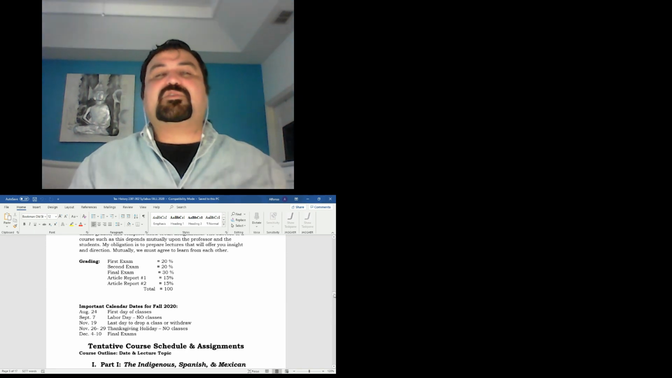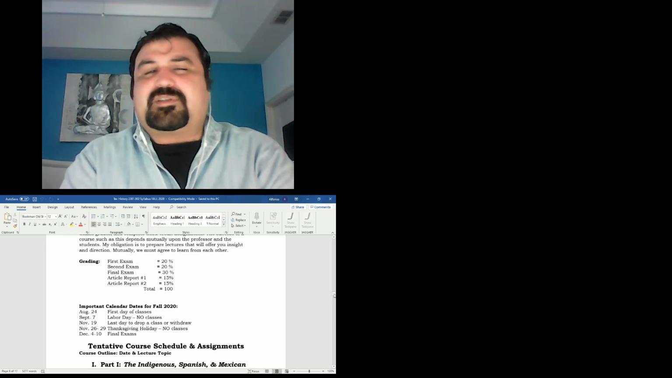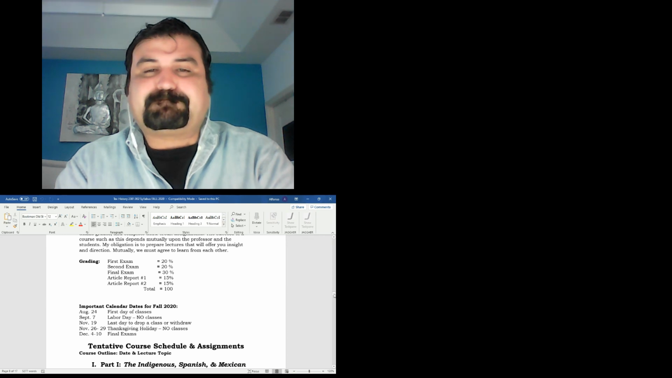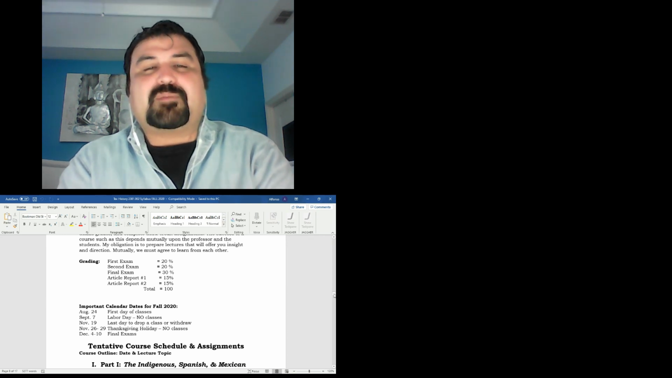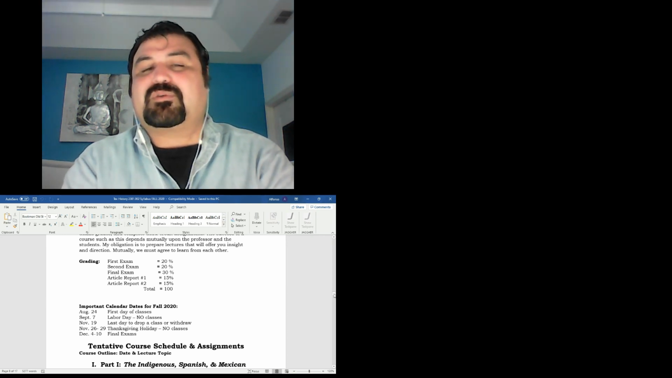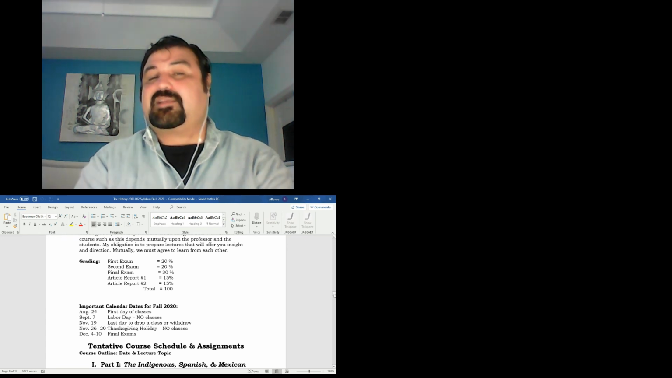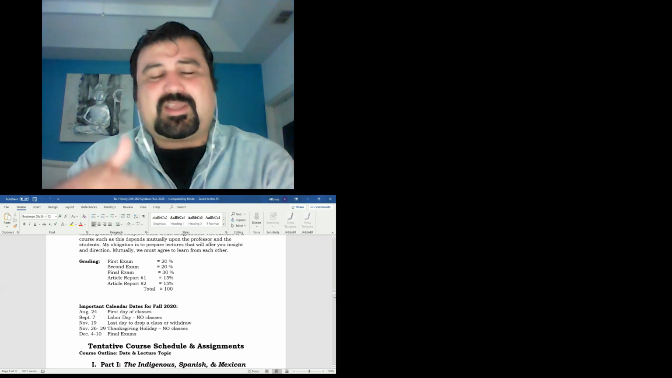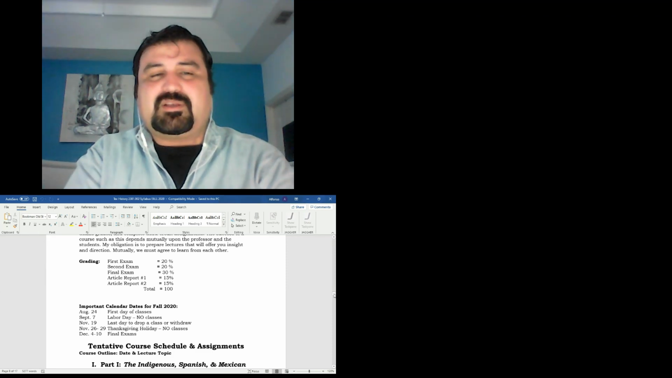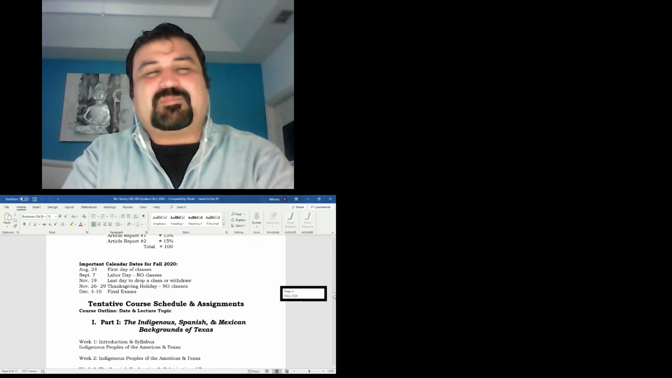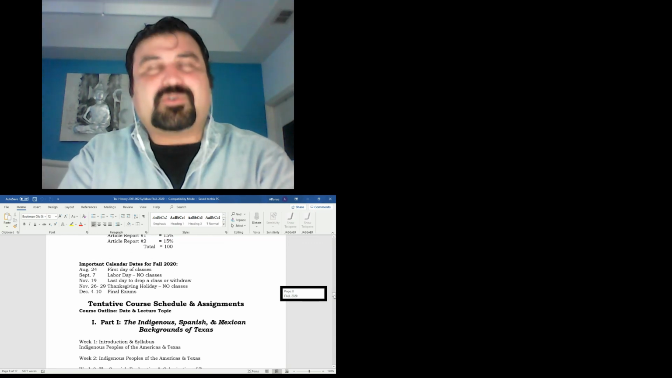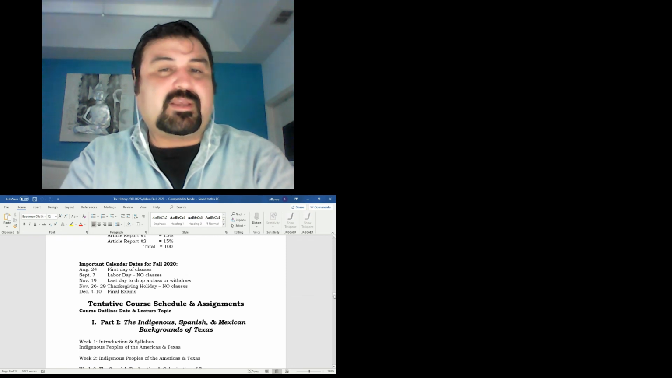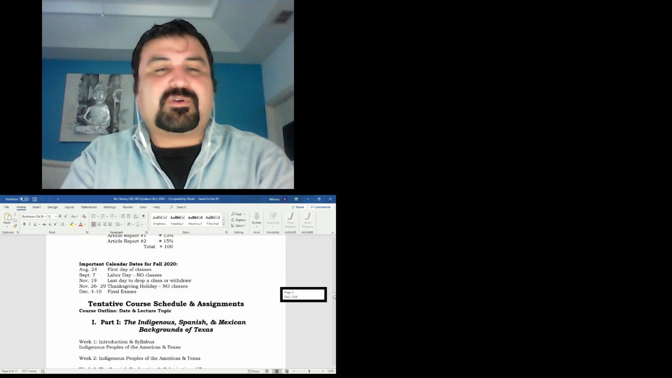So this is the grade distribution. First and second exams 20% each, final exam 30%, article report number 1 15%, article report number 2 15%. That's the grade distribution. And of course, take into account the extra credit assignments. They're very important. There are important calendar dates also stated on the syllabus for your information.